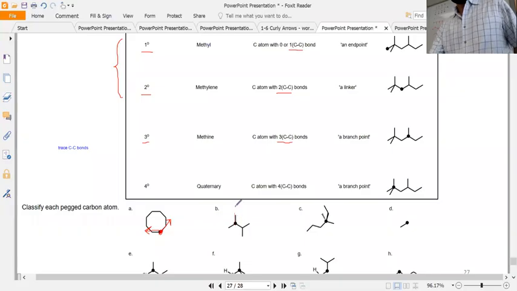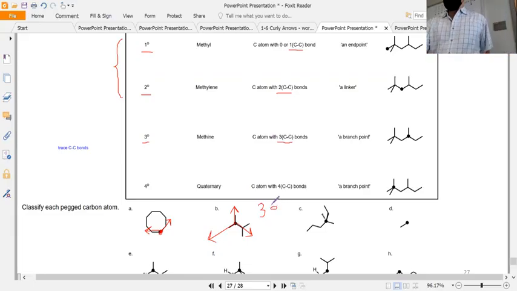Methine. Trace the carbon-carbon bonds. Trace, pencil down at the chip. You've done this before in a different way, but trace 3 carbon-carbon bonds. Do you follow? You have this? Okay. 3 carbon-carbon bonds makes it tertiary.